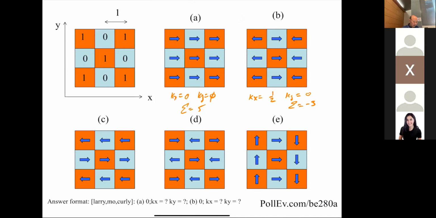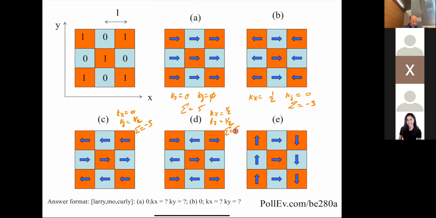What about C? Where are we in kx here? And ky? 1/2. And what's the vector sum here? Also -3, right? Because where it's 0, I don't have to worry about those spins. All right, let's keep going. Where are we in kx here? 1/2, right? And where are we in ky? 1/2, right? And what's the vector sum here? 5. So we find out at kx equals 0, ky equals 0, the vector sum is 5.